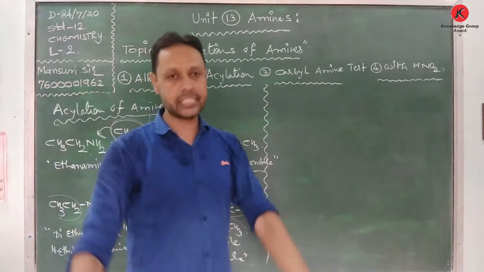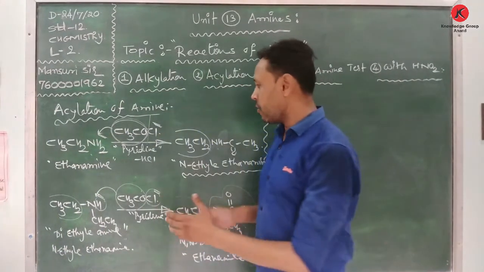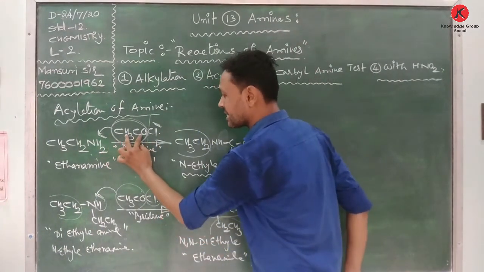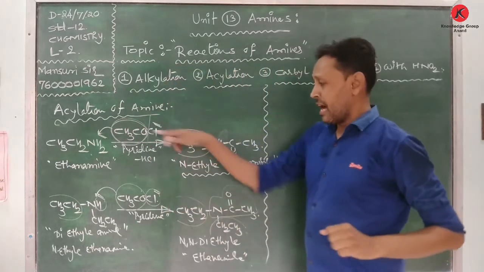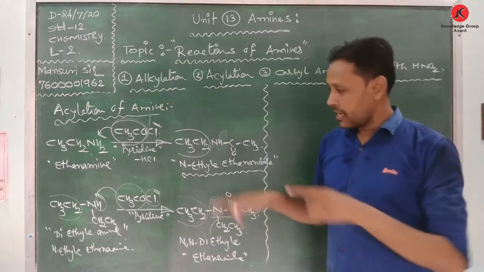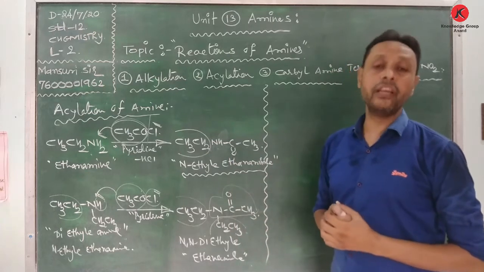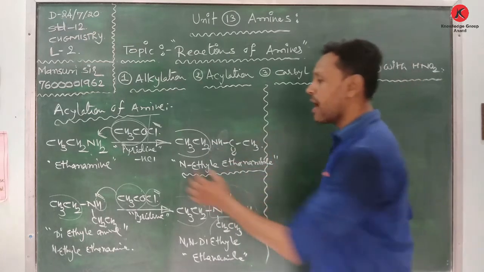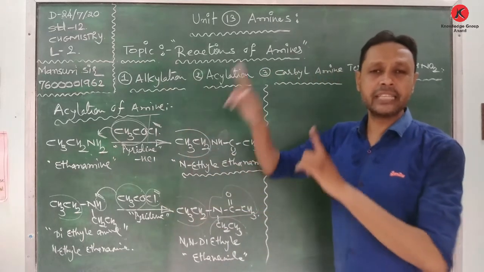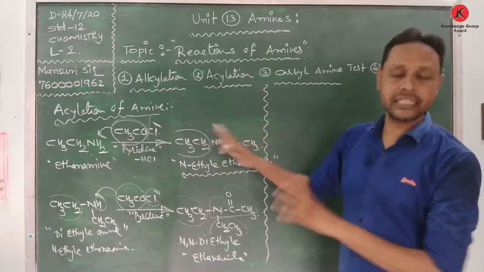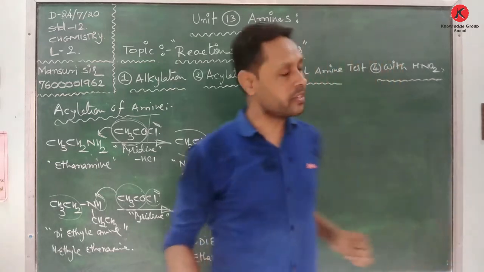In both these reactions, what have we done? We have added an acyl group to the nitrogen. So the hydrogen of amine compounds is substituted by an acetyl group. So this reaction is known as acetylation or acylation. Now we are moving further.